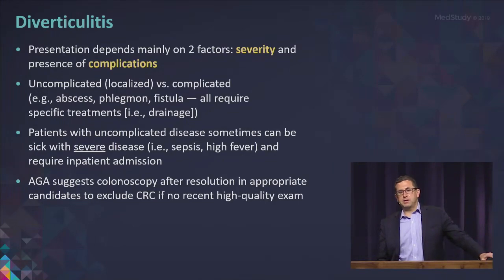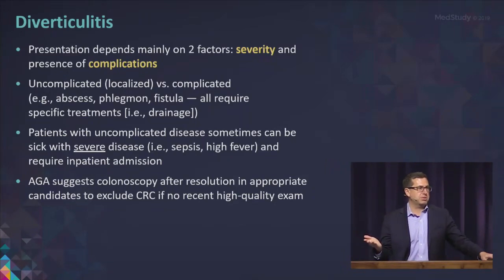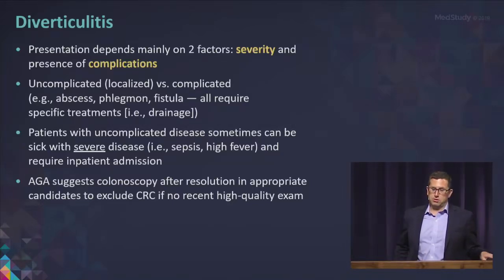So in diverticulitis, the presentation really depends on two factors. You want to keep these divisions in mind. There's the severity, and then there's the presence of complications. So uncomplicated diverticulitis just means it's localized. Complicated diverticulitis means that there may be an abscess, a phlegmon, or a fistula. And a lot of these may require specific treatments like drainage or surgery.